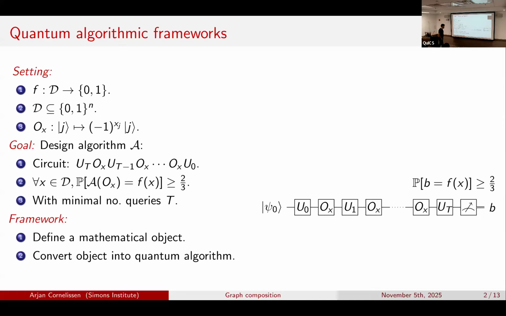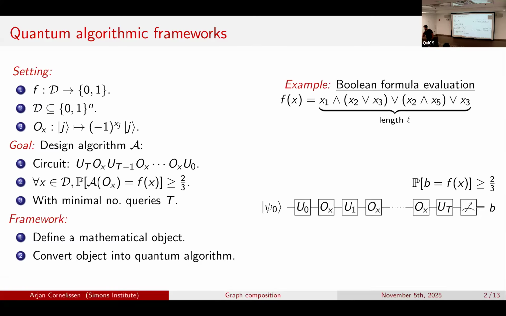And now, what is an algorithmic framework? Well, an algorithmic framework is the following way of coming up with a quantum algorithm, which is to first define a different mathematical object, and then take this mathematical object and turn it into a quantum algorithm. So this whole technique, this whole methodology, is what we refer to as a framework. It's maybe a little bit abstract, so let me give you an example to give you some idea of what I mean here.